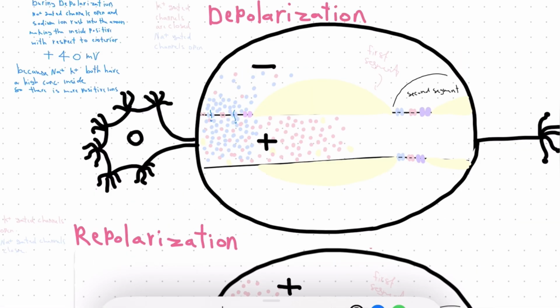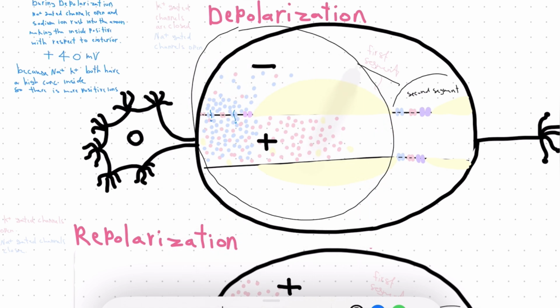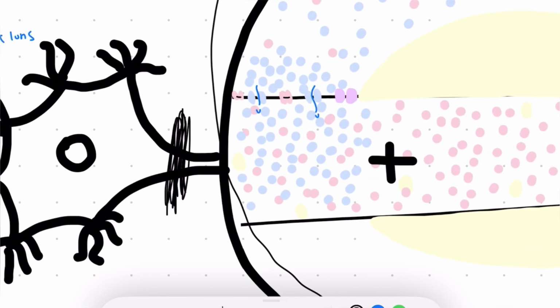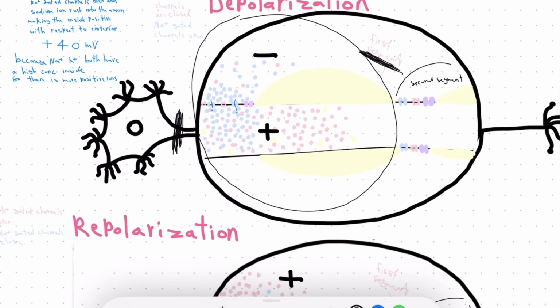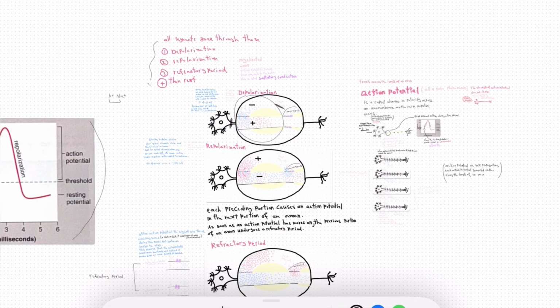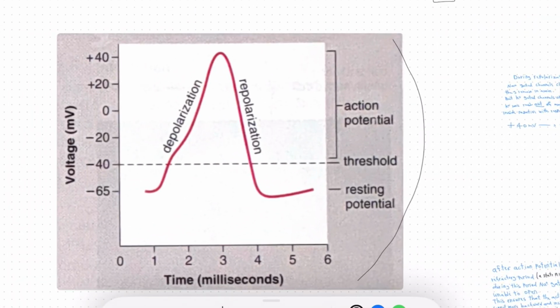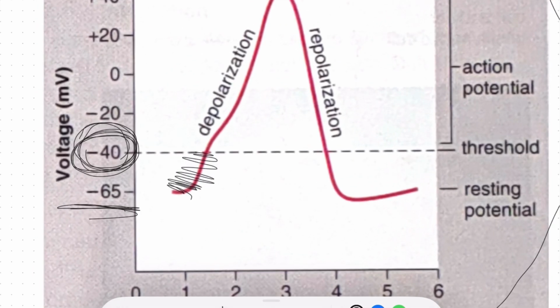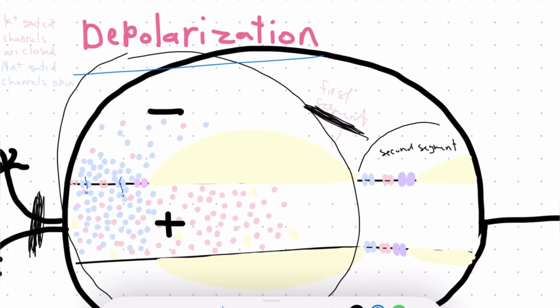Now I draw this, and let's look at this first segment. When an action potential happens at the tip of an axon, what happens inside? What happens at a microscopic level? Now this is the voltage. When a stimulus is so strong that it causes a depolarization to about negative 40 millivolts, the inside would be less negative than the resting potential.